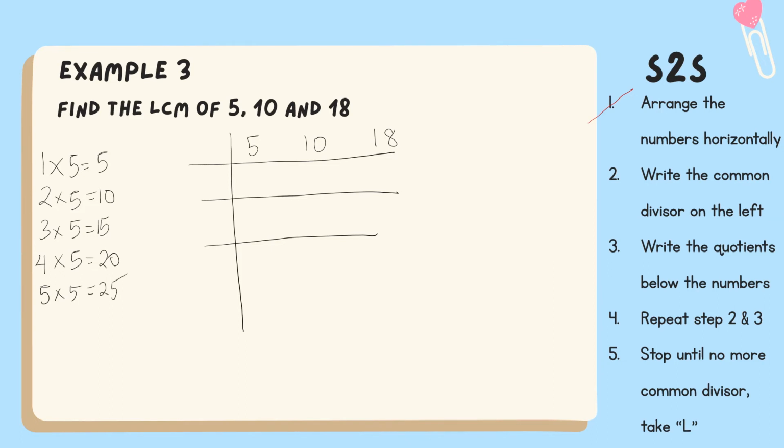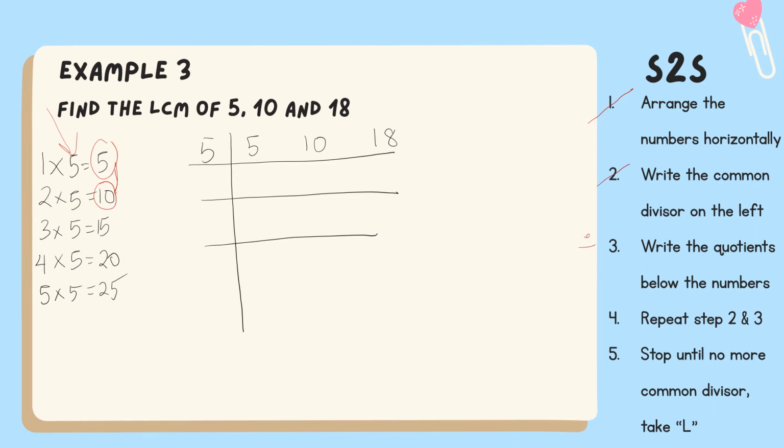So let's see if all these three numbers, 5, 10, and 18, are in the multiples of 5. So we have 5 right here. We have a 10 right here. Do we have an 18? No, we don't. So the common divisor between 5 and 10 is 5 because they're both in timetable 5. So we can divide them by 5. So step 2, write the common divisor on the left. The common divisor is 5. So that is step 2.